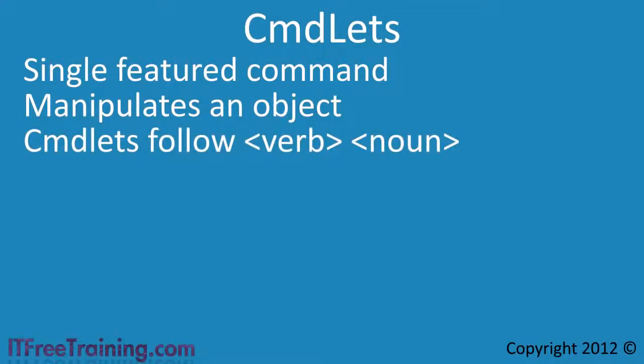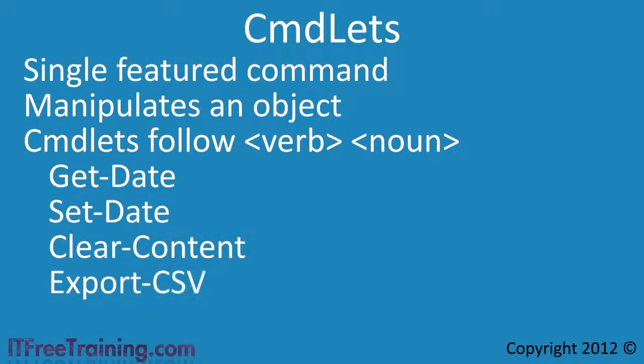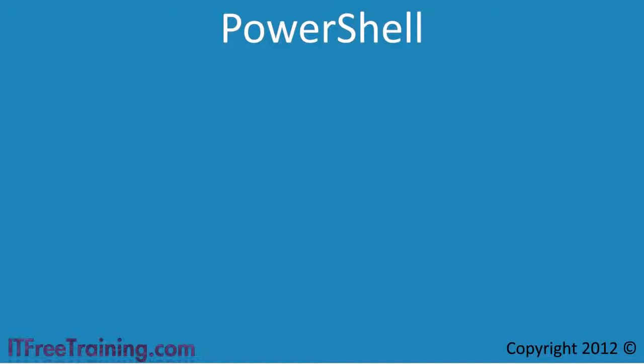Cmdlets follow a standard naming convention in the form of verb-noun. Some examples are shown here. On the left side, it tells you what action it will perform, for example, getting, setting, or clearing. On the right-hand side, it tells you the target the action will be working on. By using this convention, you can quickly look at a cmdlet and determine what it will do. To get a better understanding of how PowerShell works, I will now open PowerShell and run a few commands.